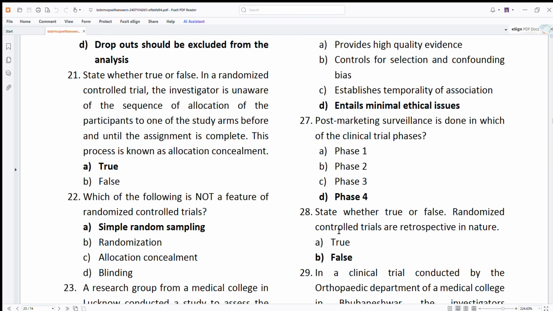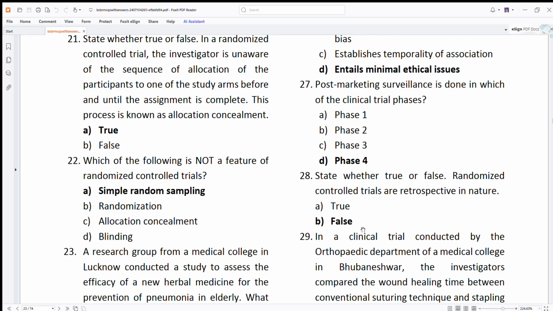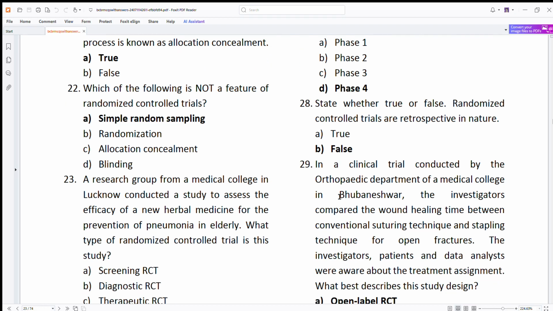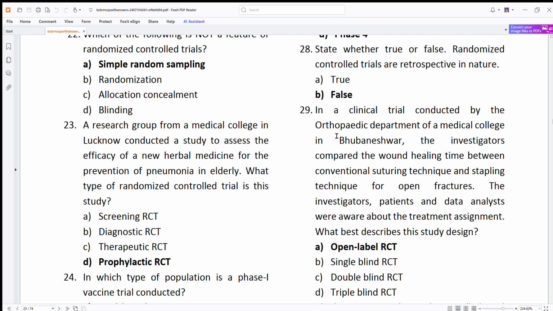Post-marketing surveillance, phase 4. Randomized control, retrospective in nature? No, false. They are prospective, that is in the present. P for present, P for prospective. Retro gear, you go in the retro gear, you play a song. Retro means going backward.